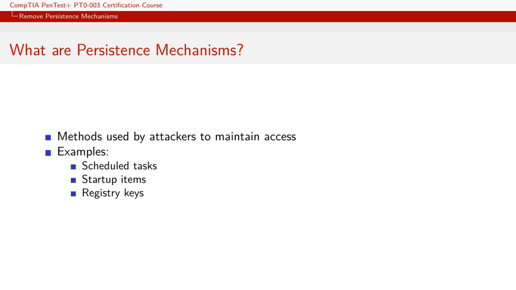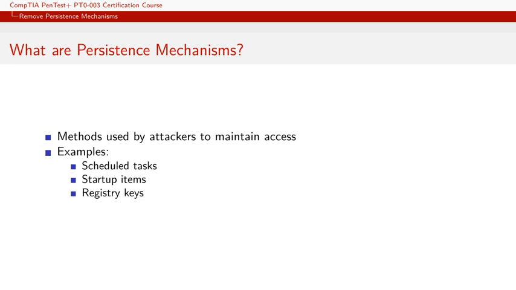Startup items. By placing malware in the startup folders or modifying startup scripts, the attacker can ensure that their code runs every time the system boots up. Registry keys. Attackers can manipulate the system's registry to execute their code at startup or when specific events occur.